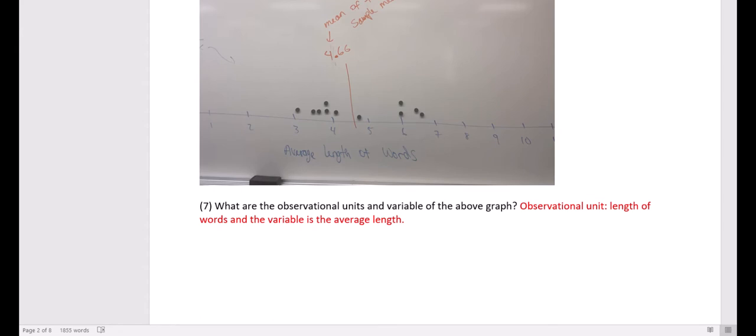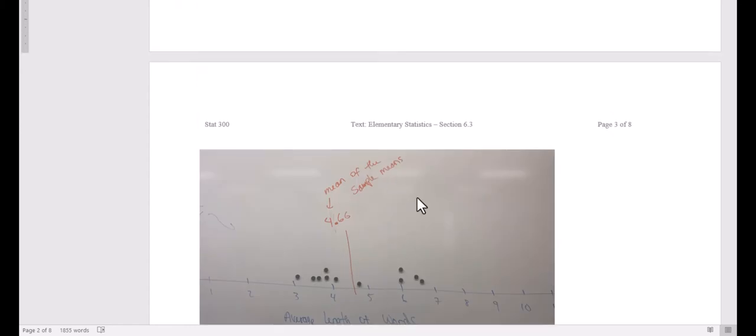So what are the observational units of the above graph? The observational unit is the length of the words, and the variable is the average length. So we're looking at the length of the word, and then we're keeping track of the average length, right? So each dot represents the average length. So that is the variable that we're tracking. So that's for this graph.